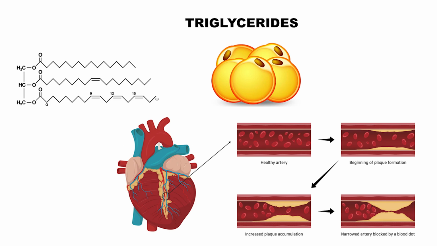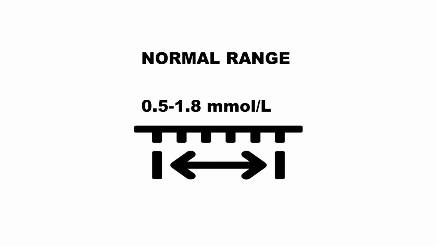Triglycerides are a lipid form of stored energy. Circulating in the blood, they reflect dietary intake, metabolic health, and are an independent marker of cardiovascular risk. The accurate measurement is vital for a complete lipid profile. The normal reference range for serum triacylglycerols is typically 0.5 to 1.8 millimole per liter.